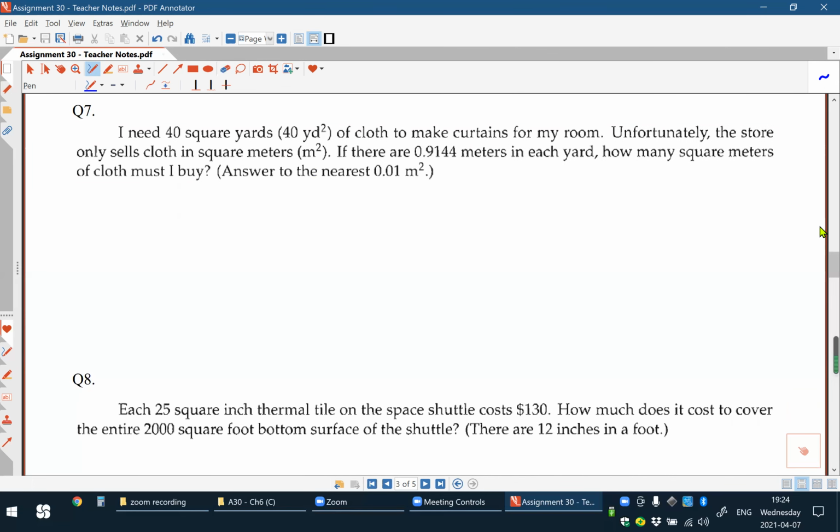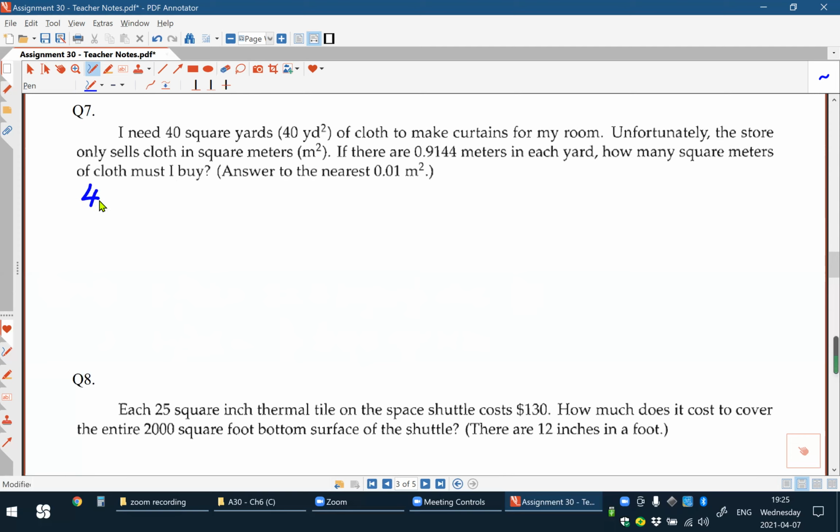Question 7. I need 40 square yards of cloth to make curtains for my room. Unfortunately, the store only sells cloth in square meters. If there are 0.9144 meters in each yard, how many square meters of cloth must I buy?